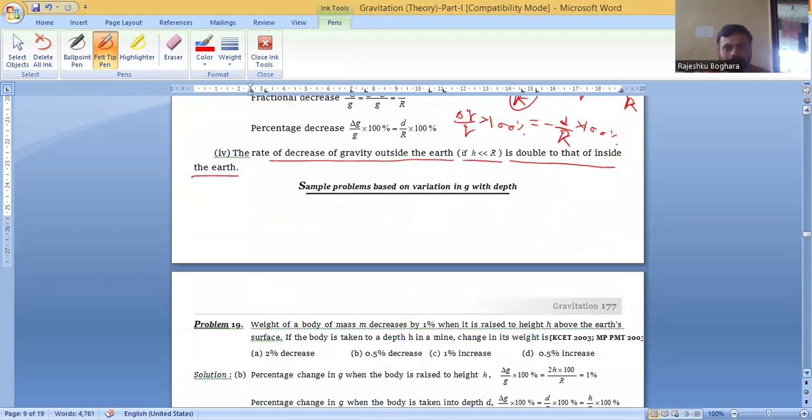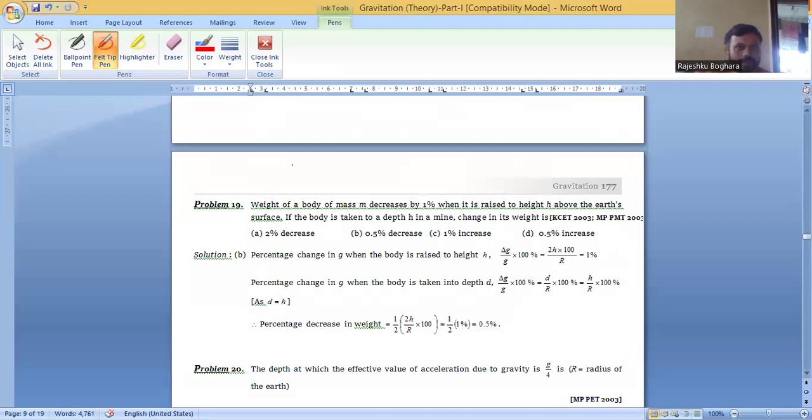Next problem. Weight of a body of mass m decreased by 1% when it is raised to height h above the earth surface. If the body is taken to the depth h in a mine, the change in its weight is? So here given percentage change in g when the body is raised to the height: delta g by g into 100%, 2h by R into 100 is equal to given 1%.